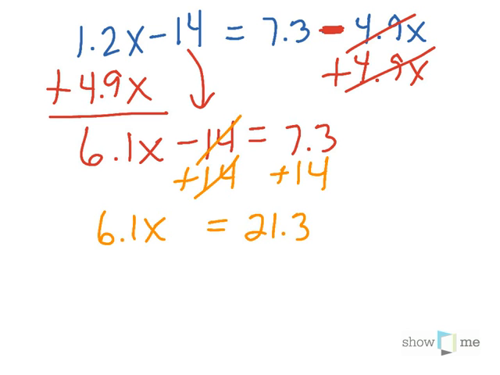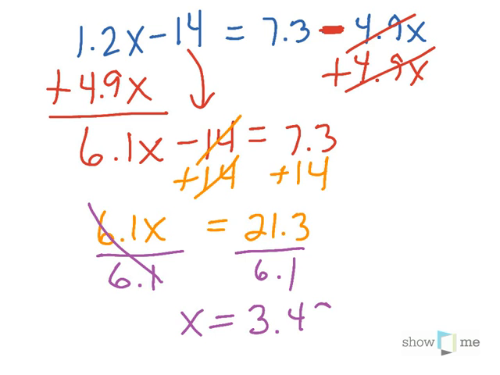Now I'm down to a one-step equation. To finish this off, I divide by 6.1 on both sides, and I get x equals 21.3 divided by 6.1, and if I use a calculator, that comes out to be 3.49.